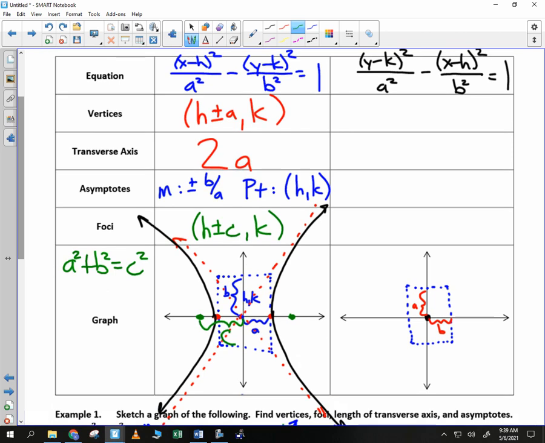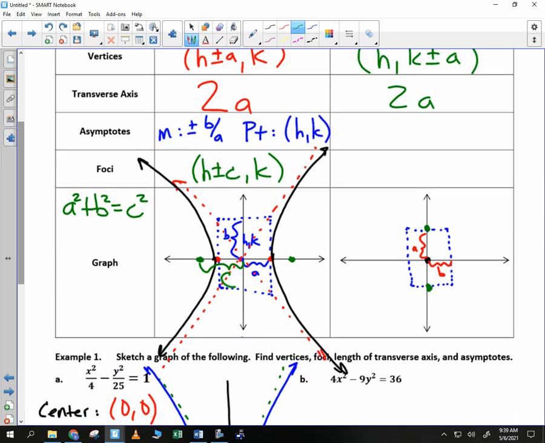So if y is positive, are the vertices on the top and bottom or on the side and side? Top and bottom, because y is positive. So now I put the vertices up there and down there. As I move A units to my vertices, does that change the x value or the y value? The y value. So I have h and I have k plus or minus a. The length of the transverse axis is the distance between the two, which will be 2a.